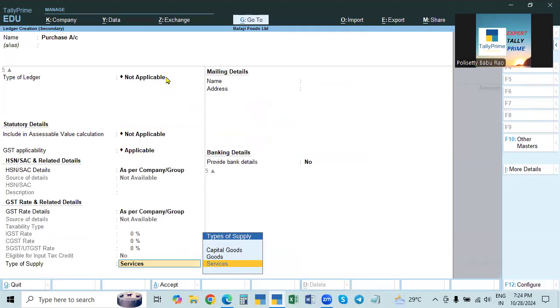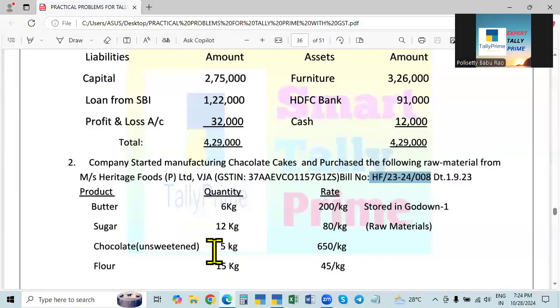Here, for GST applicability, don't give any details, because the details like HSN code are given in the stock item. By default it will be service, but these purchases are goods for sale and purchase, so we select goods. For assets, we select capital goods. For purchase and sale of goods, we select goods.